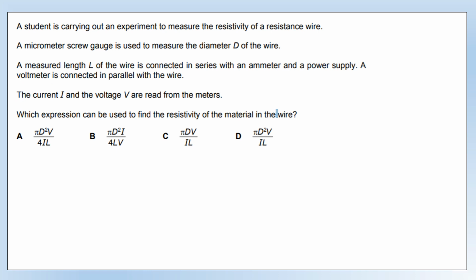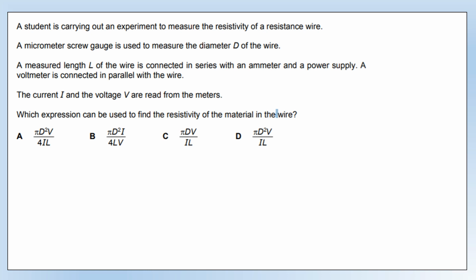The student is carrying out an experiment to measure the resistivity of a piece of wire. A micrometer screw gauge is used to measure the diameter of the wire. A measured length of the wire is connected in series with an ammeter and a power supply, and a voltmeter is connected in parallel. The current I and the voltage V are read from the meters. Which expression can we use to find the resistivity?